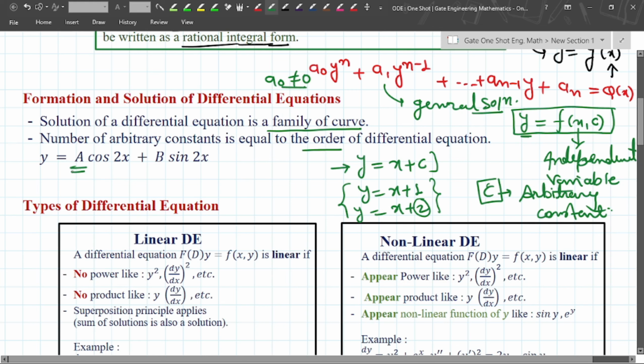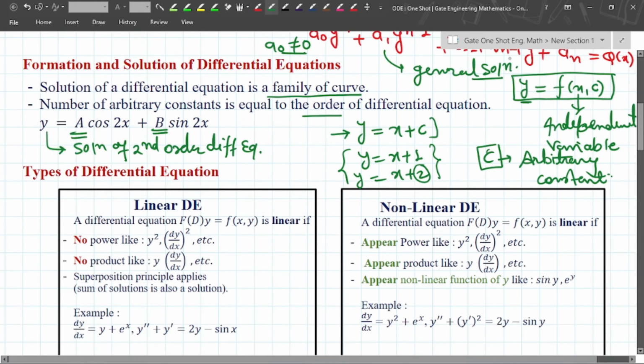It means we have two arbitrary constants here. So what is the order of the differential equation associated with this kind of solution or this kind of family of curves? It will be a second order differential equation. So basically, this is the solution of a second order differential equation. This is all about the formation and the solution of differential equations.